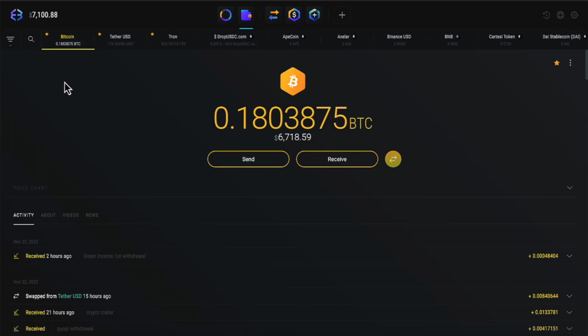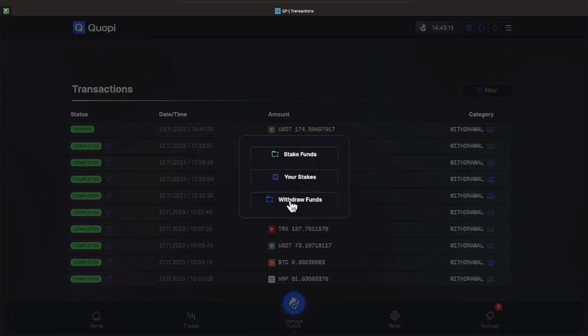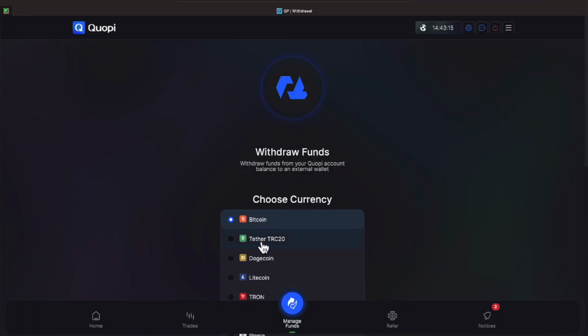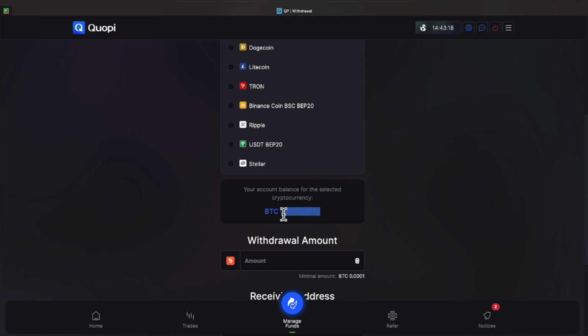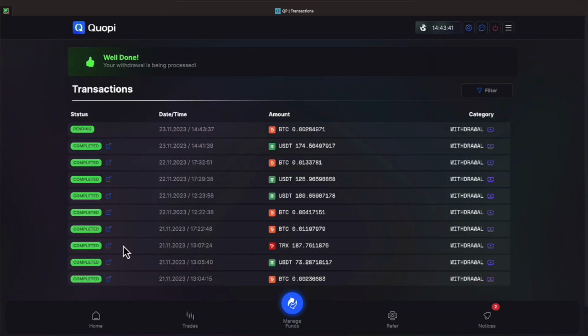We have $6,718.59 in Bitcoin. Let's go over here and do a Bitcoin withdrawal now. We're going to hit the blue button. We're going to hit withdraw funds. Bitcoin is already selected. We're going to copy this amount here. We're going to paste that amount there. Let's slide up top and see if we get well done. Your withdrawal is being processed. If so, we have that, everyone.